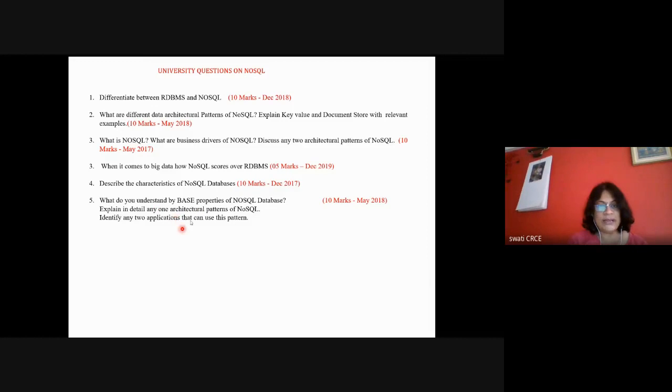And here for the 10 marks, they are asking three different questions. What is base property? Then what is one architectural pattern? So you have to explain only one type, and then identify two applications. So you need to map this to the applications, that particular data store suitable for which type of application. That you need to identify and write it. Okay, this is for 10 marks.